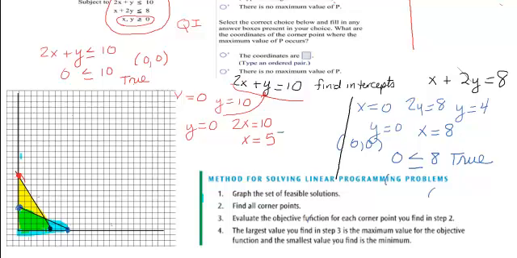So that's step number 1. Now we need to do step number 2, which is find all the corner points. Of course, we've got the corner point over here at 0, 4, and the corner point at 0, 0, and the corner point at 5, 0, which are our intercepts from our lines.